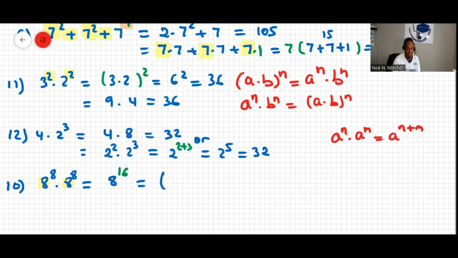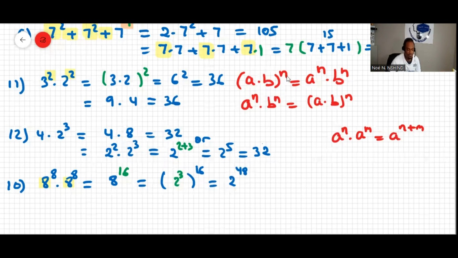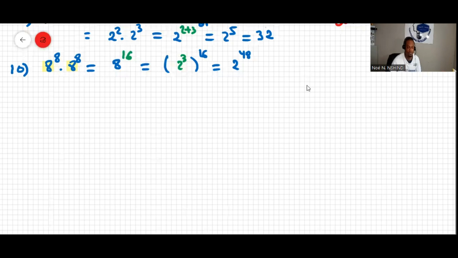You know, 8 is 2 to the power of 3. We can simplify it. That makes 2 to the power of 3 times 16. So it's just one of the ways of solving this. Now let's take question 13.